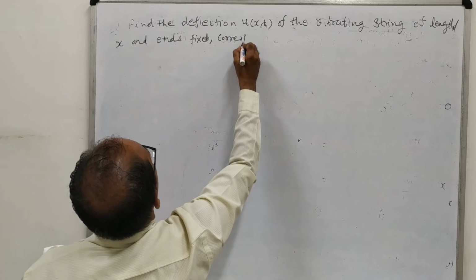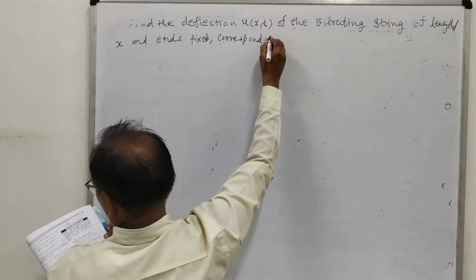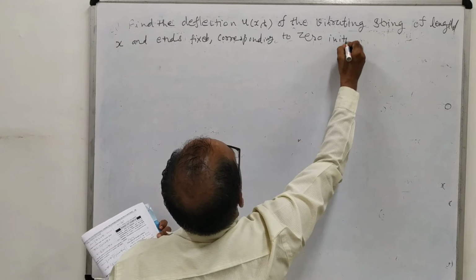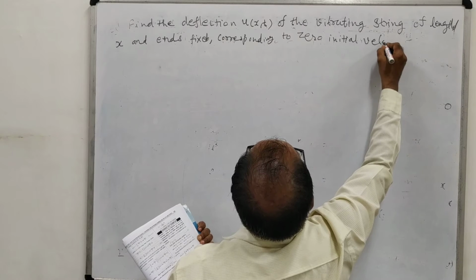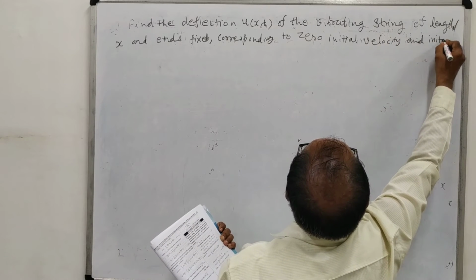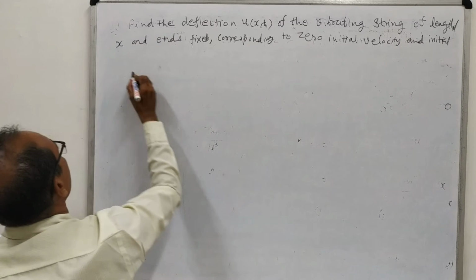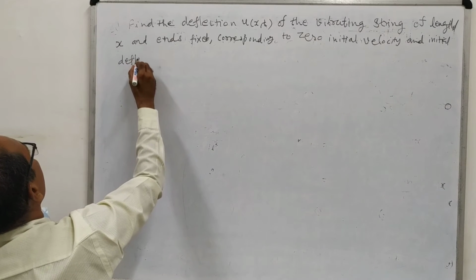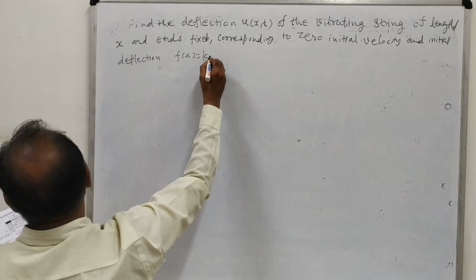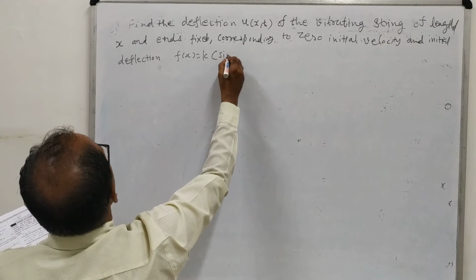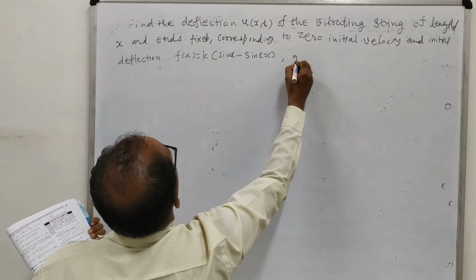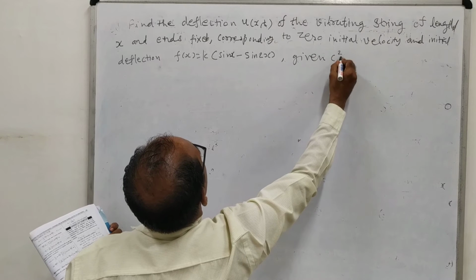Corresponding to 0 initial velocity and initial deflection, f of x equal to k into sine x minus sine 2x, given c square equal to 1.